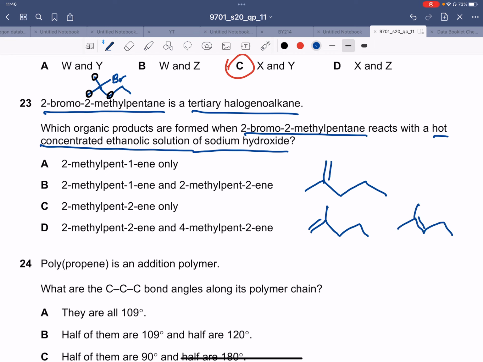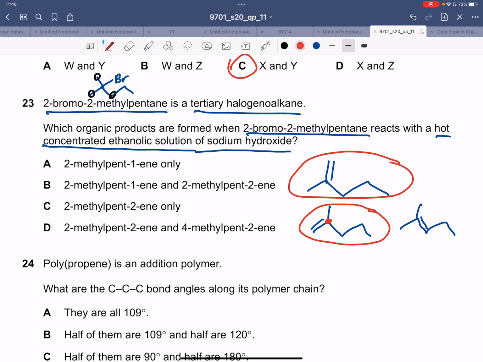Now, the trick is you have to notice that this one right here and this one right here are the exact same molecule. The reason for that is that if you were to rotate this carbon around on its side by a little bit, you'll notice that you can just flip the two positions of these two things and it would still be the exact same as this one right here.